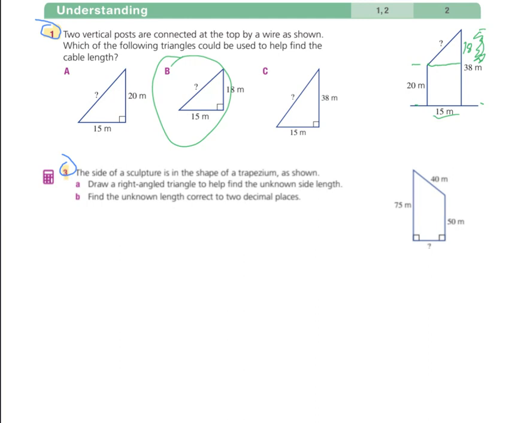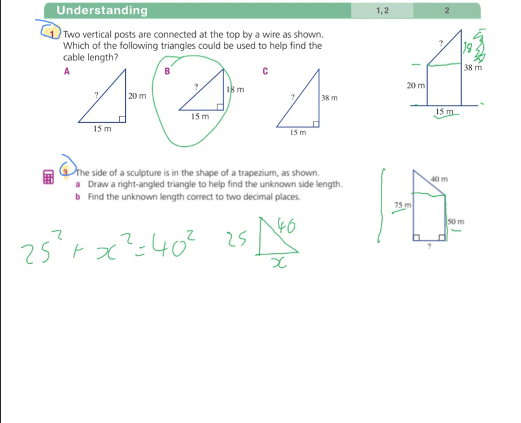This one here, again, we need to just draw a line to get a right angled triangle, and it's going to be your 75 take your 50. 75 is from there to there, 50 is from here all the way down, which means you're going to be left with that part at the top. 75 take 50 is going to be 25. So your triangle is going to be 25. Hypotenuse is 40. This is what you don't know. It's going to be 25 squared plus x squared equals 40 squared.